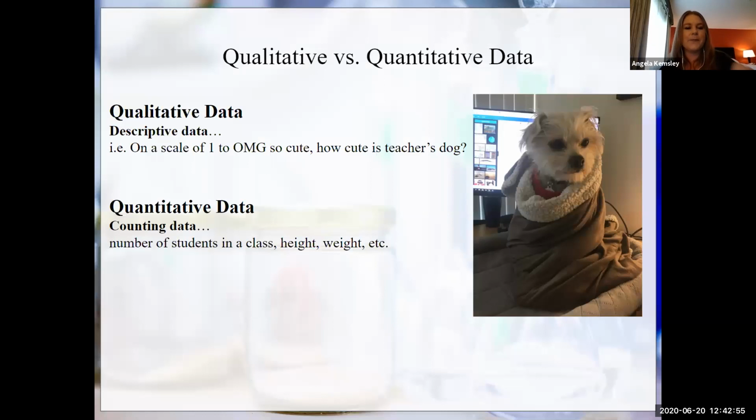So take a look at this. If you take a look at the top example here, qualitative data, again, that's descriptive data or data that's described in words. An example of that is on a scale from 1 to, oh my gosh, so cute. How cute is teacher's dog, right? And after doing a bunch of experiments, the results come back, oh my gosh, so cute, right? That's qualitative data. Fluffy, squishy, stinky, you know, oh my gosh, so fluffy, I might die. Qualitative data, data that we describe in words. The other side of that is quantitative data. That's our counting data that we express in numbers. So the number of students in a class, height, weight, etc. So those are our two types of data.